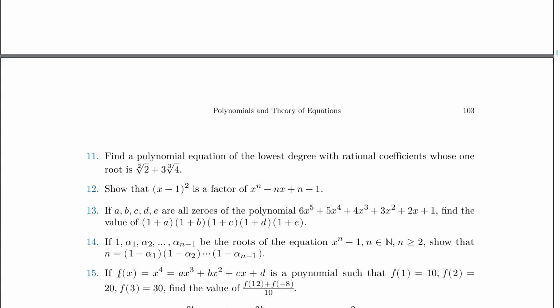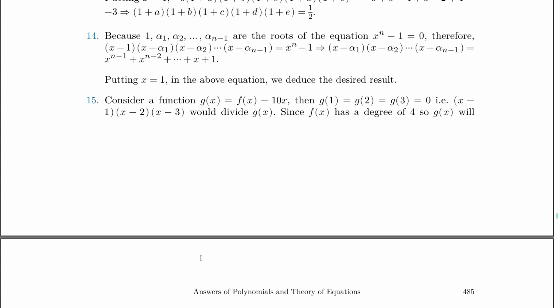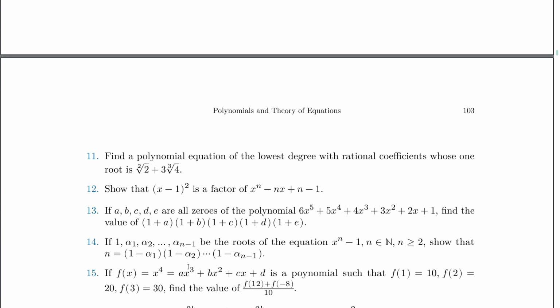Question 15 says that if fx is equal to x to the power 4, there is a typing mistake. So I think I will have to look at this to find out the equation. Anyway, this may be plus or minus, I will correct it. Ax cube plus bx square plus cx plus d is a polynomial such that f1 is equal to 10, f2 is equal to 20, f3 is equal to 20. Find the value of f12 plus f of minus 8 by 10.